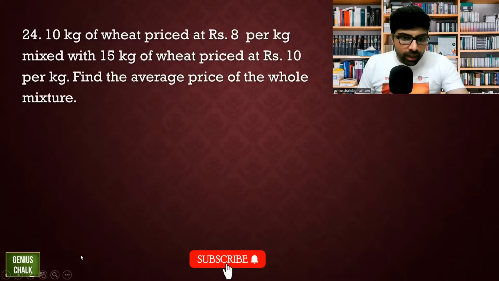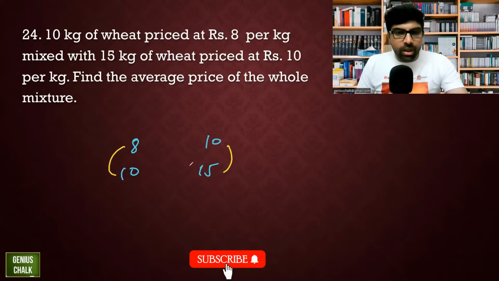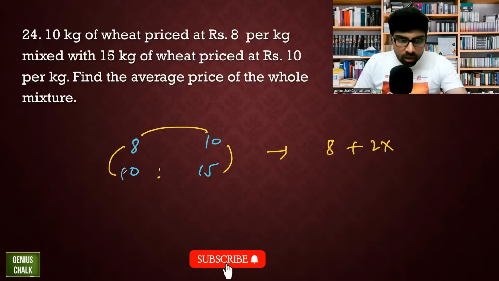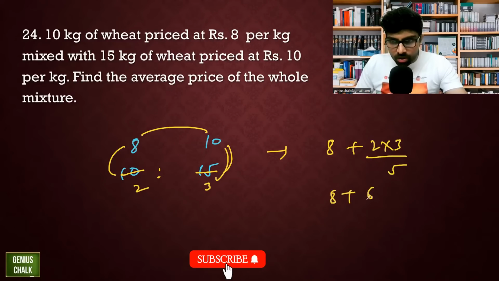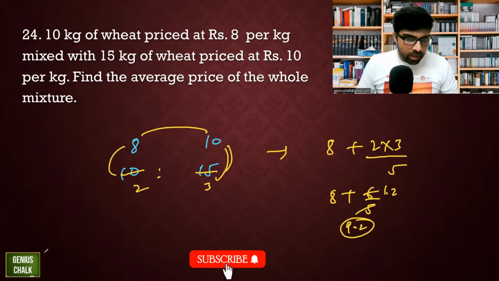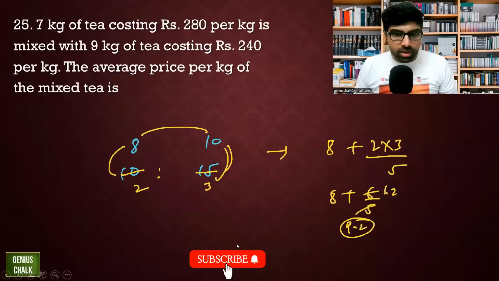Similarly, here also, if the quantity is given, then it is very easy. 10 kg of wheat priced 8 per kg. 15 kg of wheat priced 10 per kg. This is simple. I refer to the basic method, N1 A1 plus N2 A2 by N1 plus N2, although you can use this also. 8 already is there. This is 2 extra, and the ratio is 2:3. So this 2 extra will be for 3 people, and the total is 5. So 8 plus 6 by 5, that is 1.2. So the answer was 9.2, and this was our answer in the previous case also.